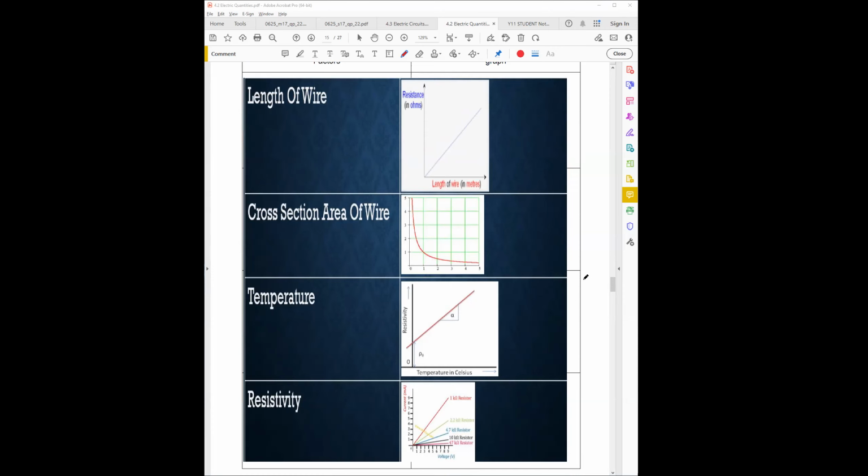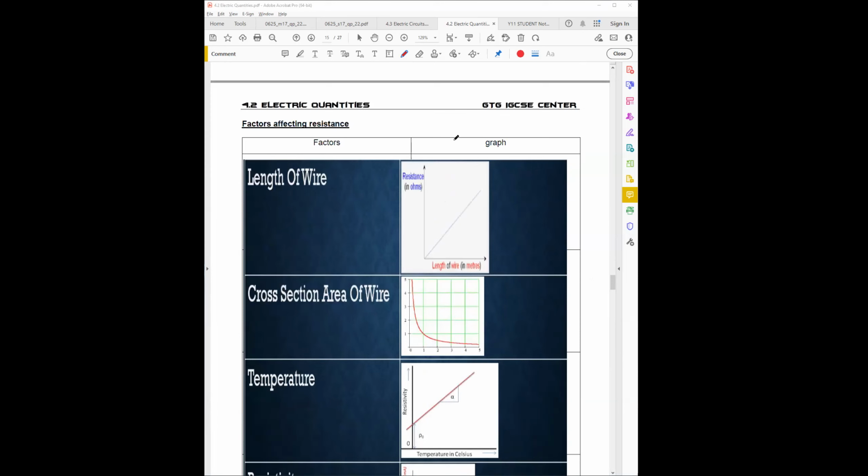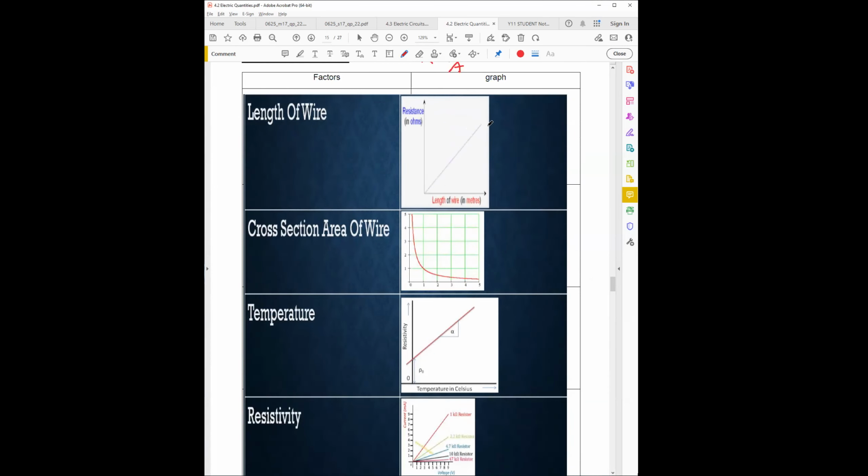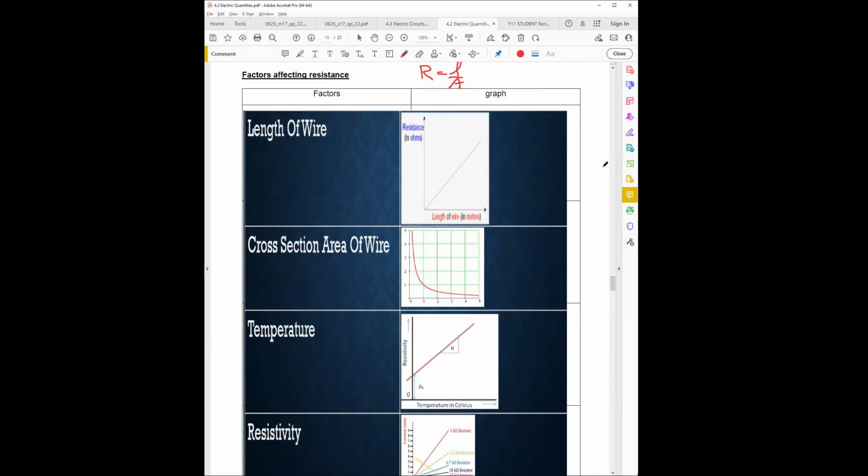Okay, guys, I want you to copy everything down from here, and at the side, I want you to write down the formula also, the resistance is equal to length over area formula. And then copy everything down.